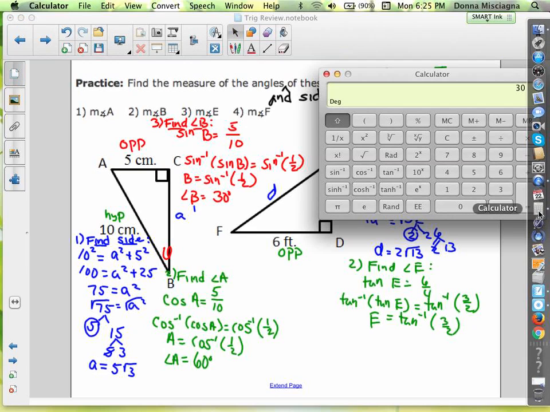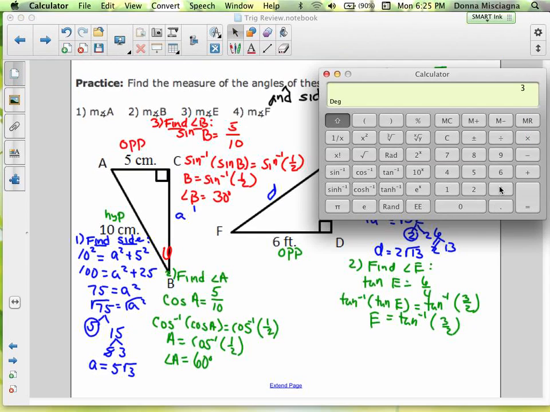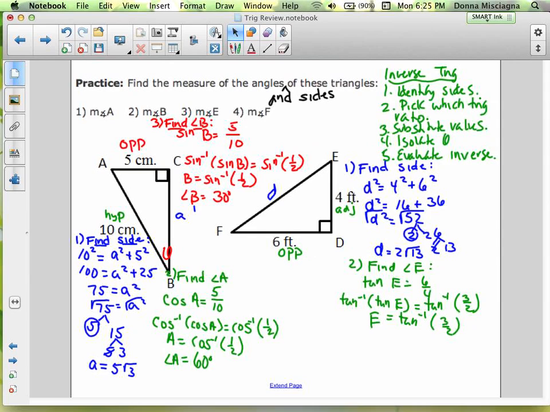Now this one I don't think is a pretty angle like 30 and 60. All right, so we have 3 divided by 2. I also could have put in 1.5. And then we're going to hit arctan. So that is, and we'll round to 2 decimal places, 56.31 degrees. Now we could subtract that from 180, or we can use an inverse trig ratio again. I'm just going to use an inverse trig ratio just for the practice.